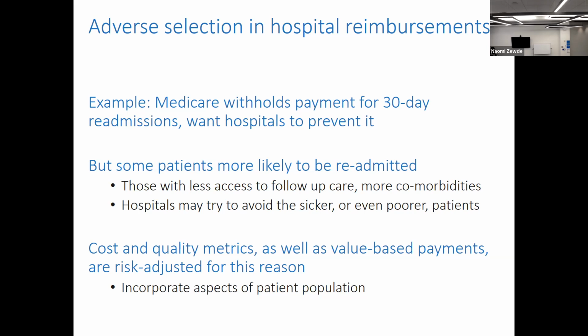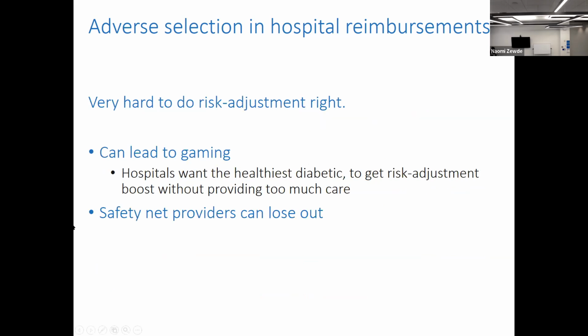So that's why we engage in risk adjustments for all these different kinds of measures, but it's hard to do it right. And safety net providers can lose out because they end up being adversely selected.